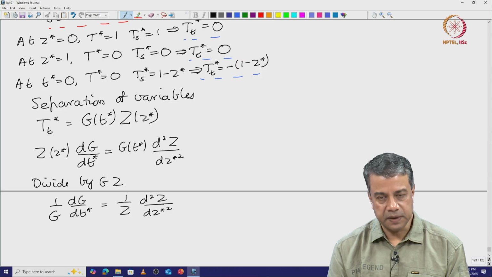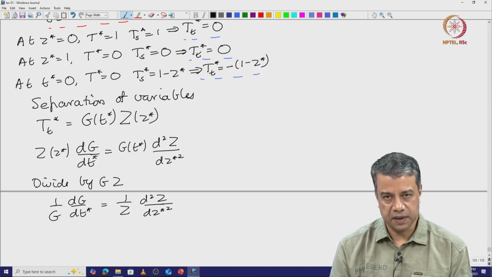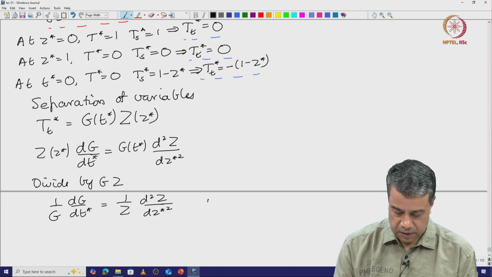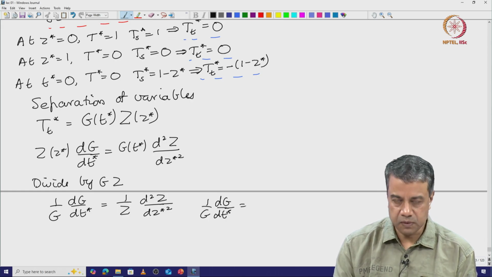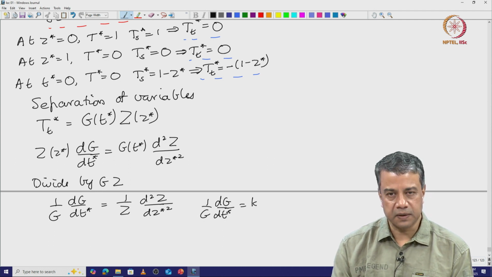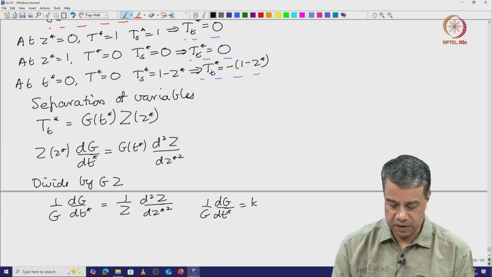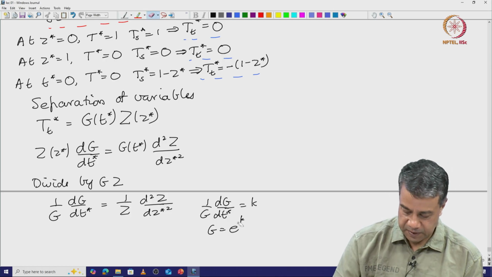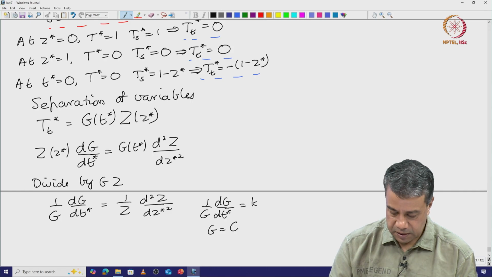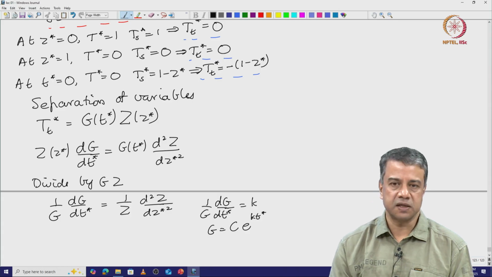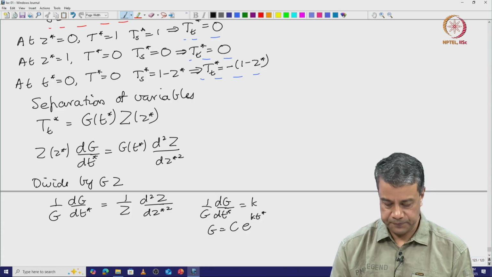What should that constant be? Can it be a positive or a negative constant? If you take the left side of the equation, 1 by G dG by dt star is equal to some constant k. This implies that you can quite easily integrate this. Log G is equal to k t, that means G is equal to some constant C e power k times t star. So, you get an exponential function for G as a function of time.